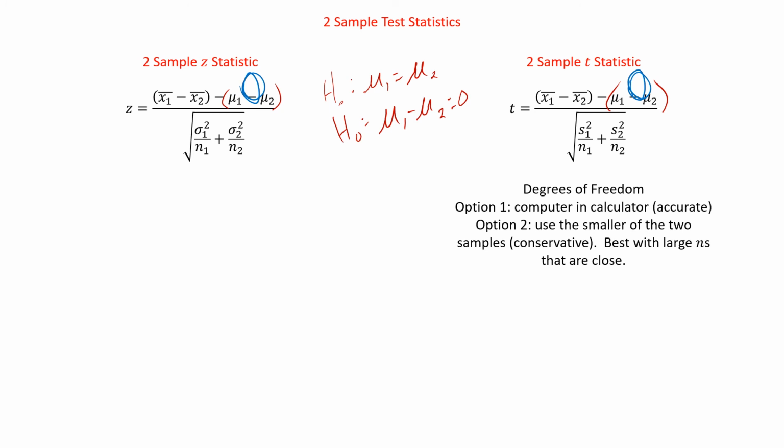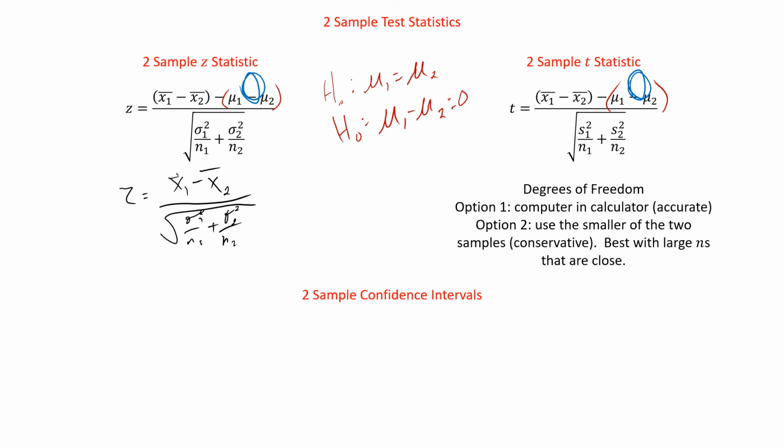So we don't even need to write them in our test statistic. Here we could have z just equals x1 bar minus x2 bar over the square root of sigma 1 squared over n1 plus sigma 2 squared over n2. And same thing with the t procedures, the t statistic. We don't actually need that mean in there. And then the alternative hypothesis is going to be the same. Instead of equals, you're going to have either greater than, less than, or not equal to.